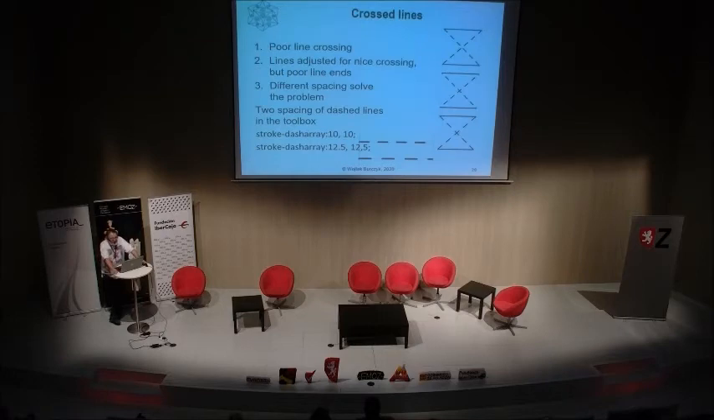Sometimes the problem is a little bit harder, because when we have, for the first, at the top, we have the poor line crossing, because it's not symmetrical, which we like. We can do this offset to have a nice line crossing. But at this moment, we have poor line ends.